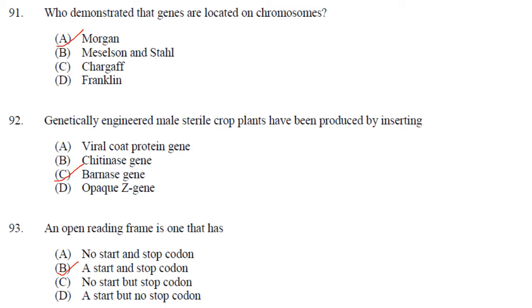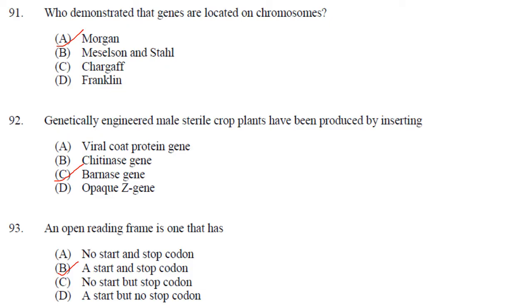Answer is option A. Then genetically engineered male sterile crop plants have been produced by inserting, so Barnase gene is the answer. Answer is option C. Barnase gene expression within the anther selectively destroys the tapetal cell layer that surrounds the pollen sac and prevents pollen formation and leads to male sterility.